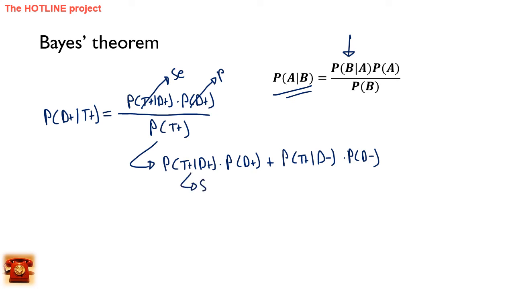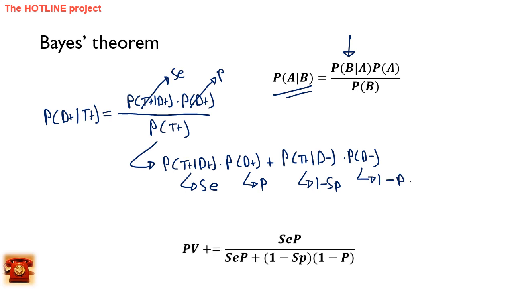Again, this one here is the sensitivity of the test, this is the prevalence of the disease, this is the false positive fraction, which as we have seen is equal to 1 minus specificity, and this is equal to 1 minus prevalence. So what we call the positive predictive value of the test, or otherwise the probability of disease presence given that the test is positive, is equal to this equation.